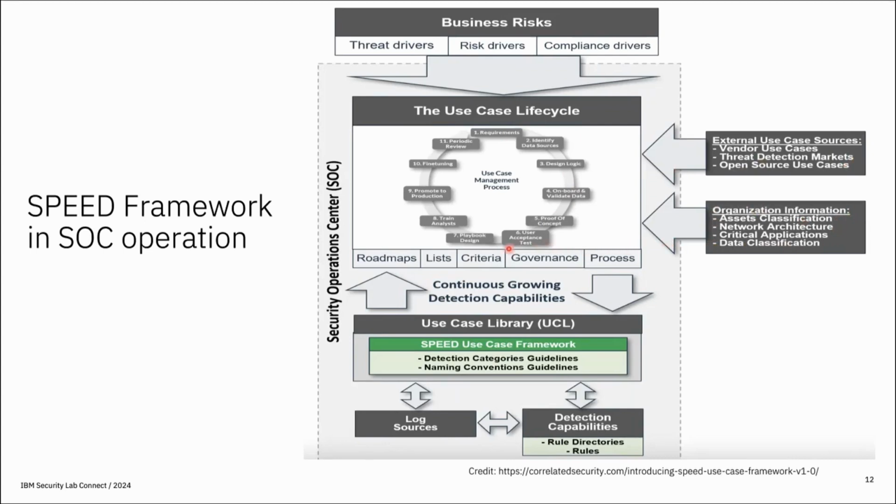The SOC itself functions as a central hub, continuously growing and evolving its detection capabilities. This growth is guided by strategic roadmaps, criteria, governance, and well-defined processes. Now, at the heart of the SOC capabilities is the use case library, which serves as a repository for all use cases. The SPEED use case framework is a part of the use case library, which provides structured guidelines for categorizing detection efforts and maintaining consistent naming conventions.